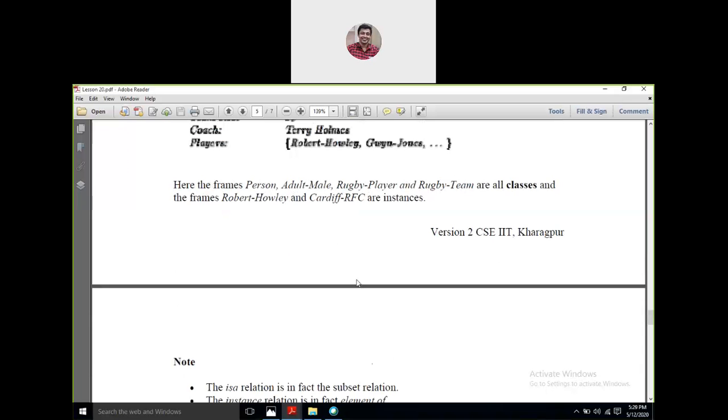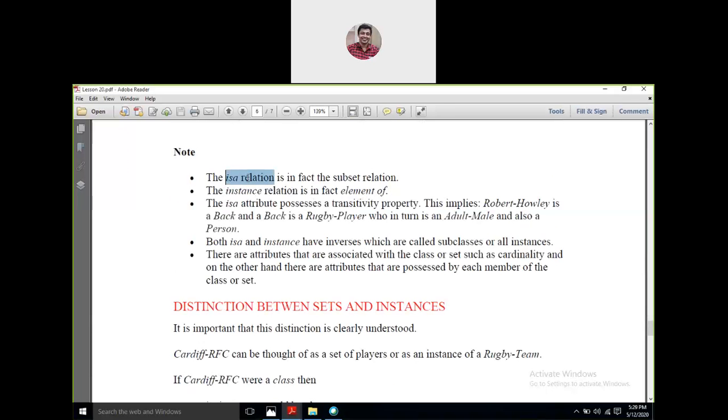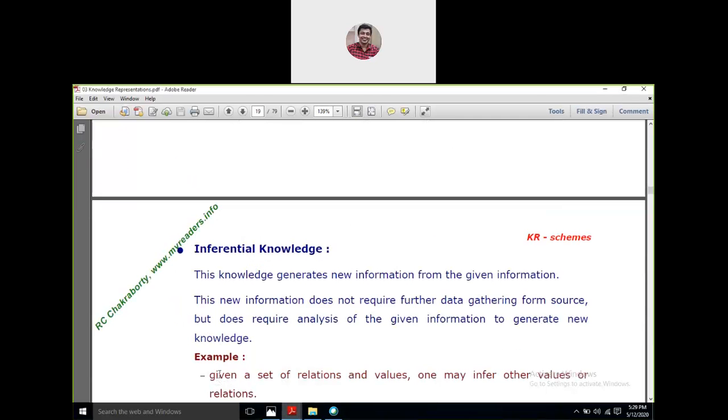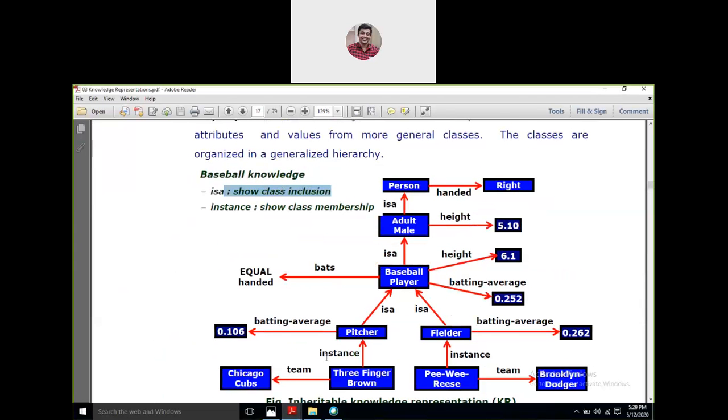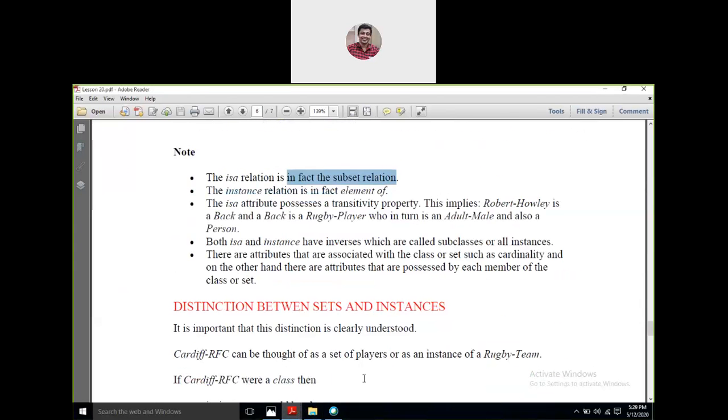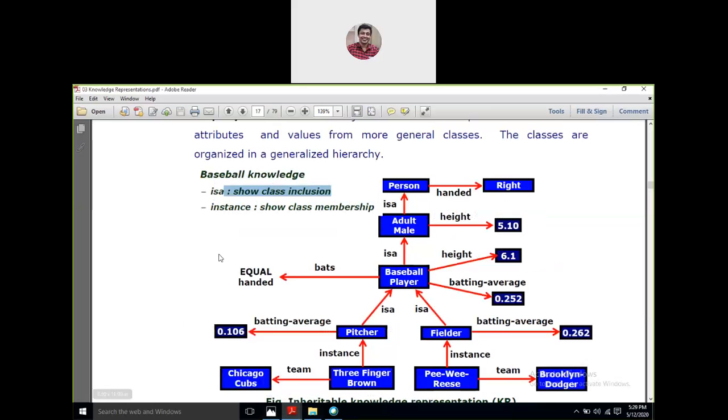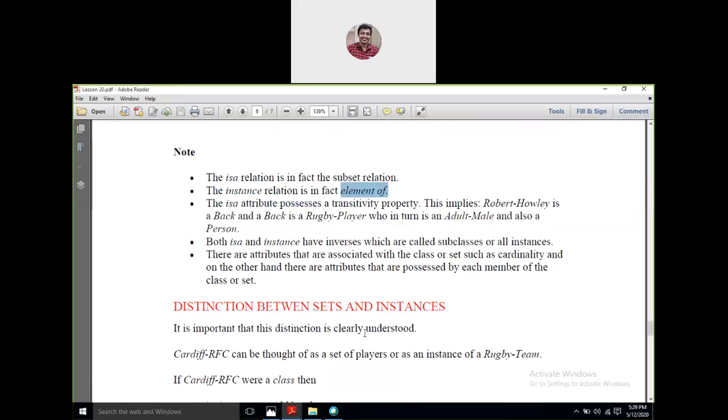See here, is-a relation is in fact the subset relation. What am I talking about? Now I'm just talking about this thing. It is about the class inclusion. While I'm talking about the instance, I'm talking about the element-of relation. Here, what I am talking about? I am talking about showing class membership, right? So is-a is for class inclusion and instance is for class membership, right? Let us come back here to this part.